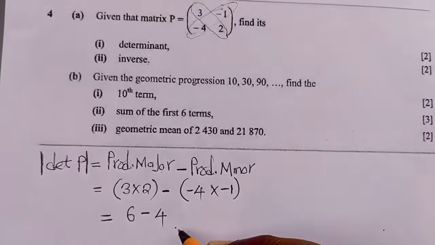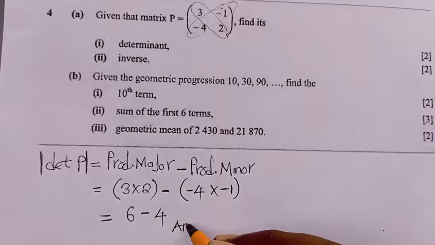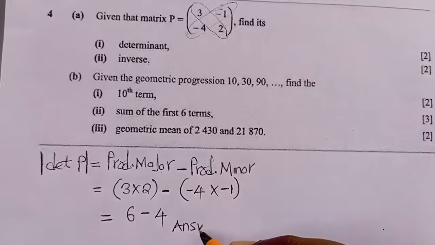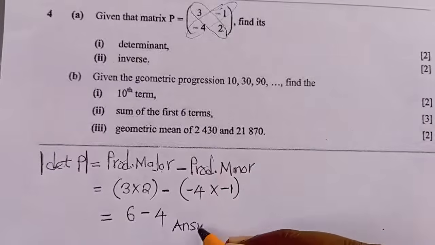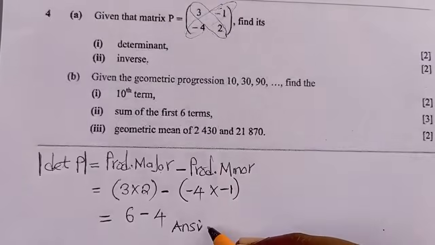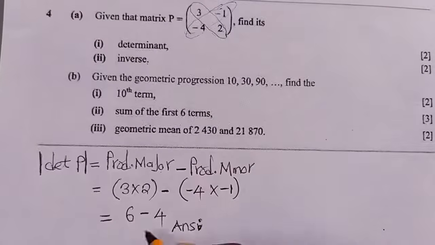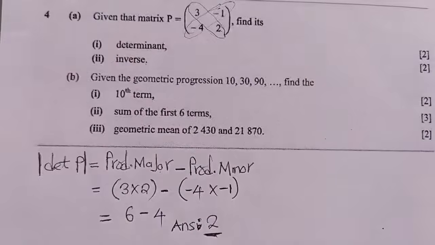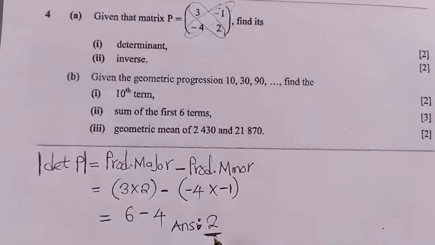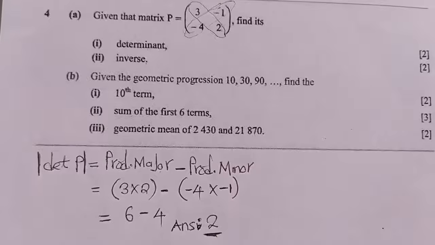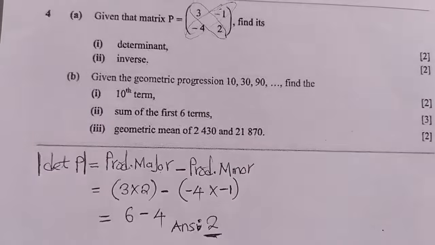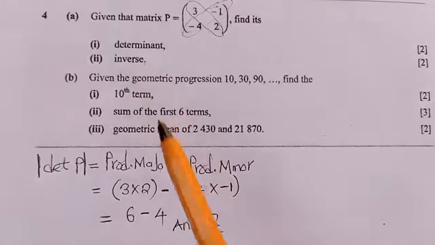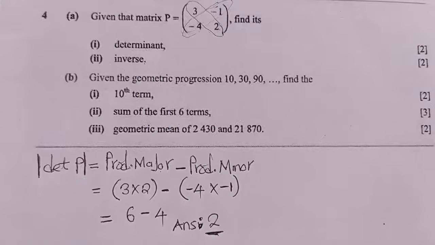Then finally, what will be the answer to this particular question? The answer is just 2. This is the determinant. We have found the determinant. 2 marks just for doing this. We go to this question. We are taught to find the inverse. How then do we find the inverse?